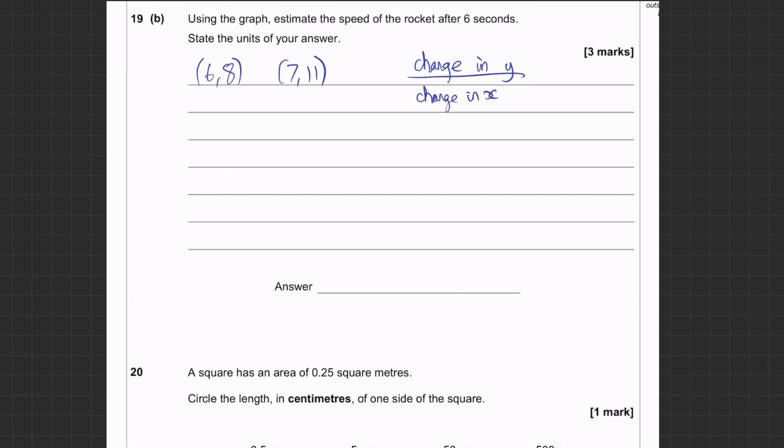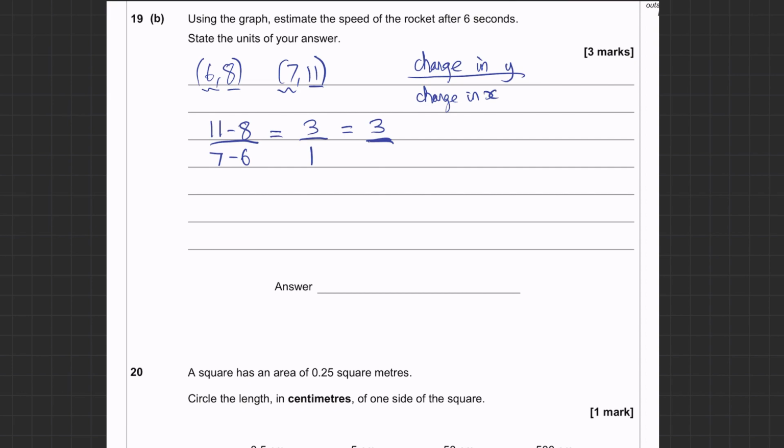So change in y over change in x, which will be 11 take away 8, all over 7 take away 6. 11 take away 8 is 3, and 7 take away 6 is 1, so therefore the gradient is 3. You'll also probably get around 3, it may be between 2.5 and 3.5. Don't worry too much, it's going to be a bit of a rough guess because we're just drawing it on the graph, so it's always going to be a rough guesstimate really.